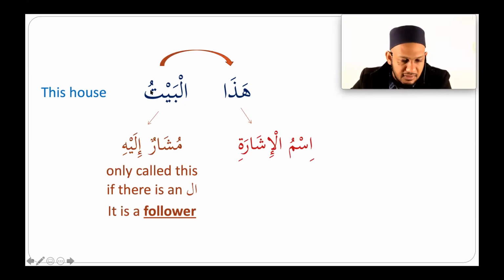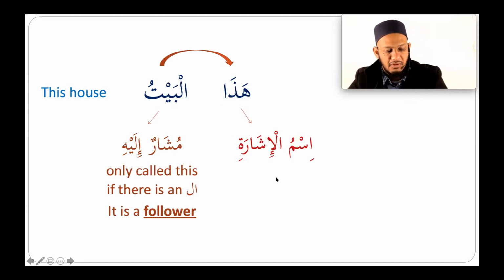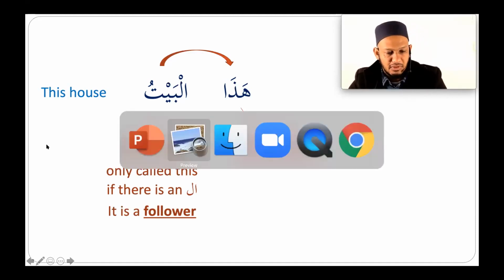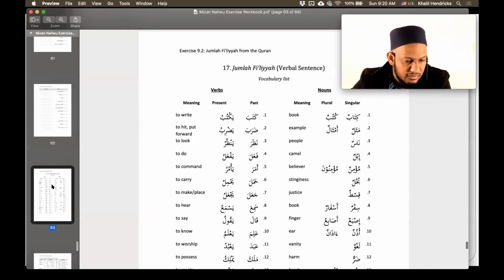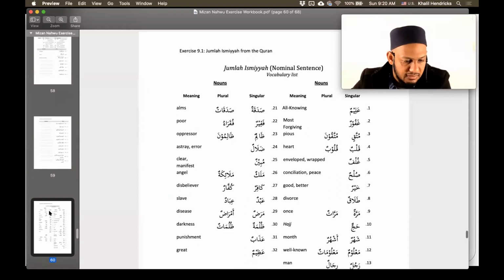So this is this house. If there's no al, if it would be hada baytun, it would be this is a house, and would be a mubtada and a khabar. So that's the basic summary. But what we'll do is we'll go through some examples, and then from there it will become clear, inshallah.